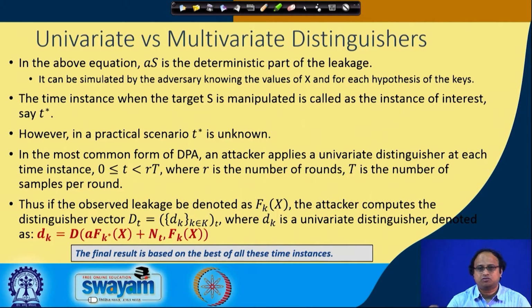So, what I try to do is distinguish the correct key from the wrong keys. I want to see at which particular time instance the separation between the correct key and the second best key is maximum, and I find that out across all these time instances. That would be returned as my correct time instance, T star. So, this is one approach. This is typically what is called the univariate way of doing differential power attacks.